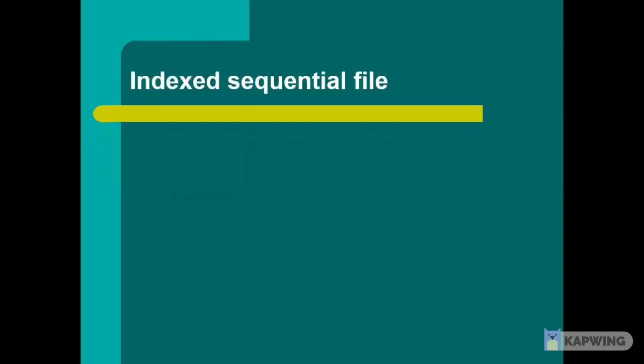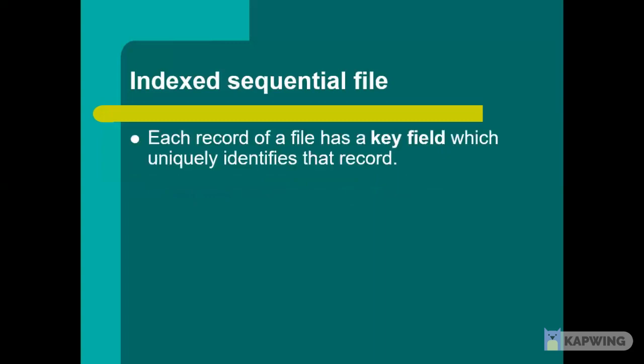Then the next type of file organization is the index sequential file. Each record of the file has a key field which uniquely identifies that record in an index sequence. So here we are making two files. The first one is for the index and the second is for your records. The index will point to that record. So it is index sequential. Records will be stored in a sequential manner, and they will be pointed to by the index file. Each record of a file has a key field which uniquely identifies that record.